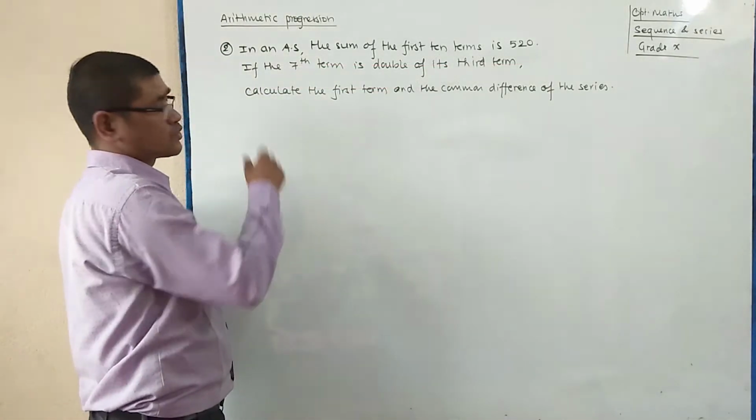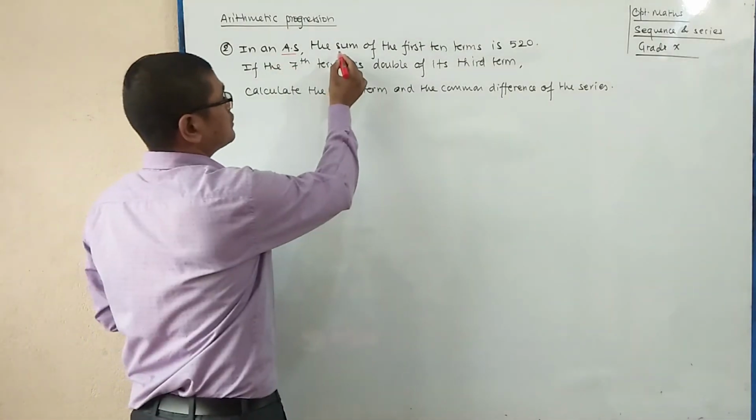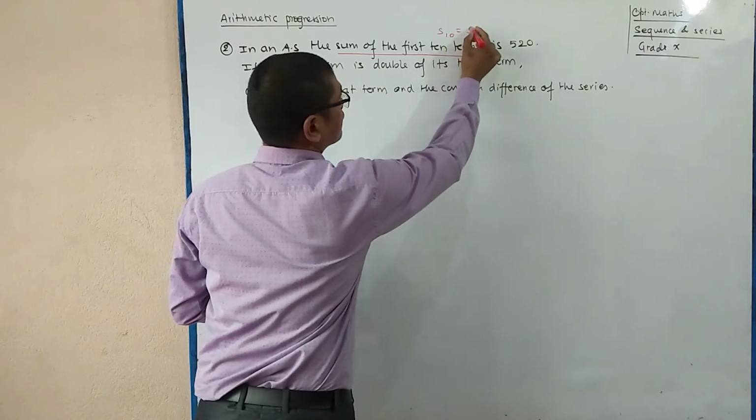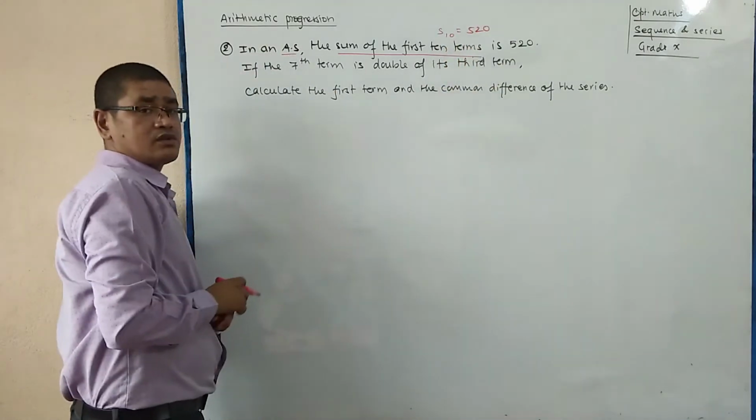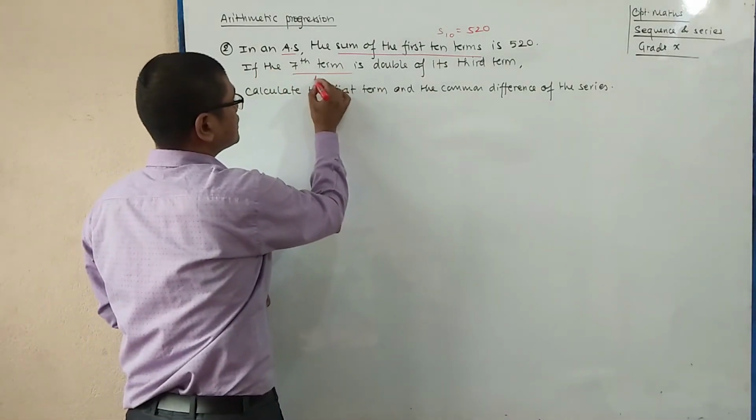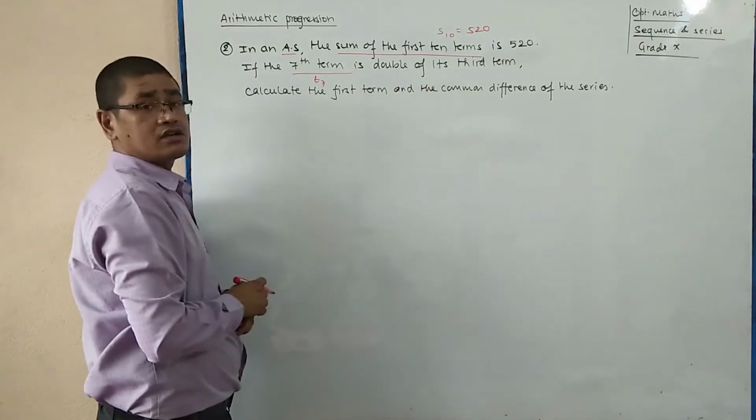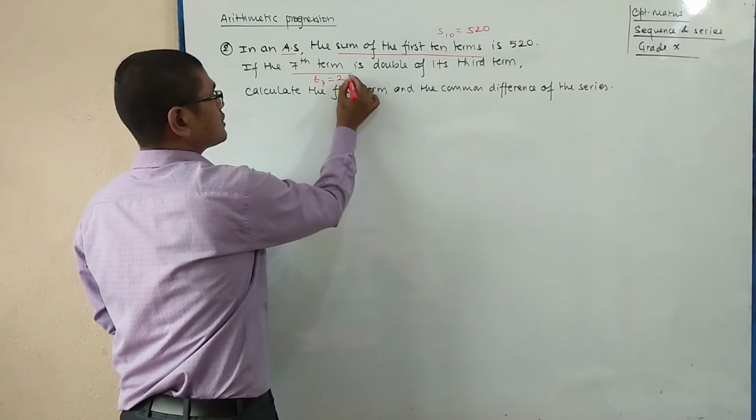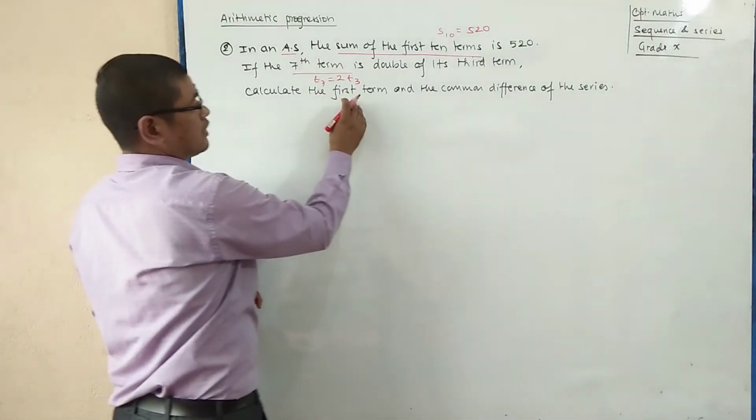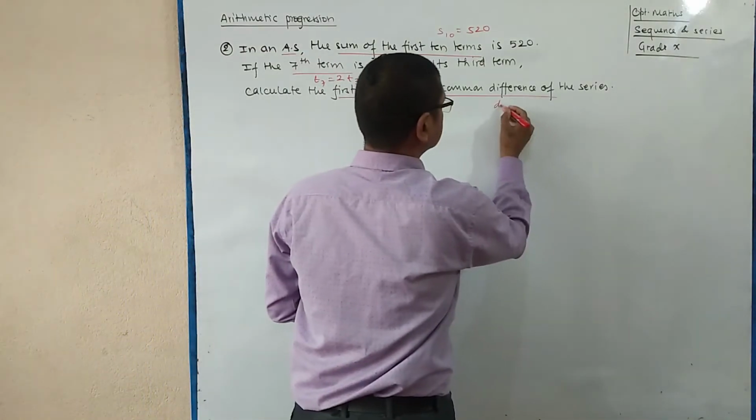Okay students, let's see this question. Here, in an arithmetic sequence, the sum of the first 10 terms, that means S10, is 520. We can make the formula here. After this, the 7th term T7 is double its third term, a condition is given here. Calculate the first term A and the common difference D.